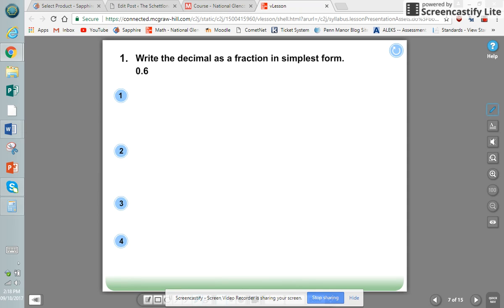I have a very simple strategy that really helps us get through this dilemma of what that number is as a fraction in simplest form. And I'm going to call it our say it, write it, and reduce it strategy. It's an SWR, if you will. So first things first, let's say our number. That is 6/10.